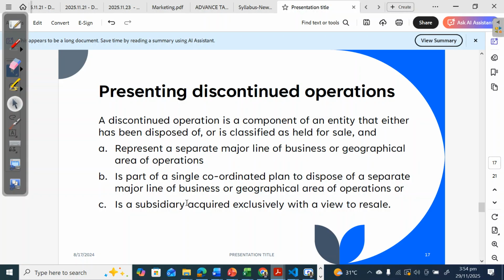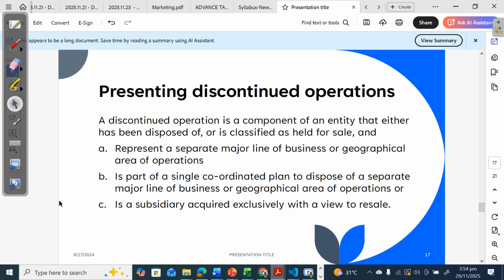So you can have a subsidiary which you acquired to sell it. Some big companies buy smaller companies, they groom them, and later they sell them. So if a subsidiary was purchased with the intention of selling it, it can be a discontinued operation if the company decides to sell the subsidiary.